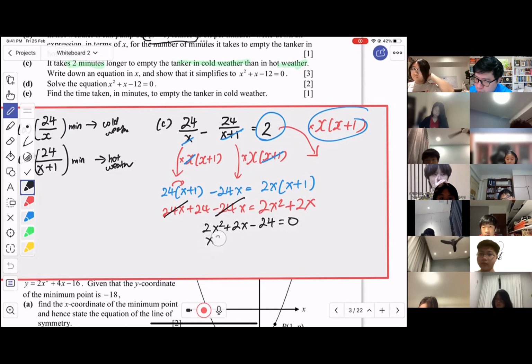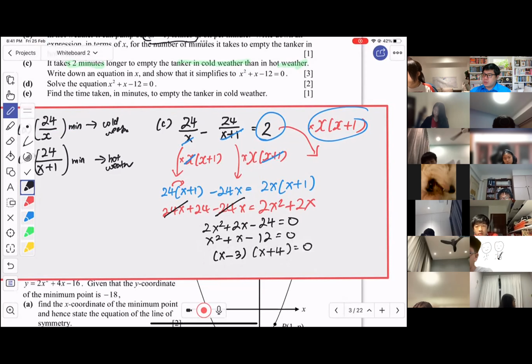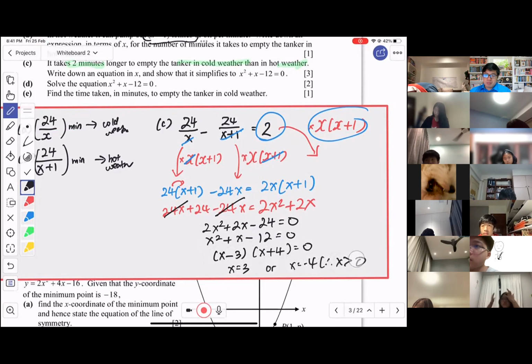All of them are multiples of 2. I divide all by 2. Oh, so beautiful, this one. Okay, so if I solve this, make sure you show the factorization, or you show the quadratic formula. x equals to 3, or x equals to -4. Now, definitely this one I need to reject.